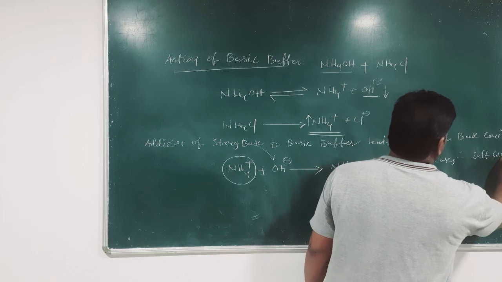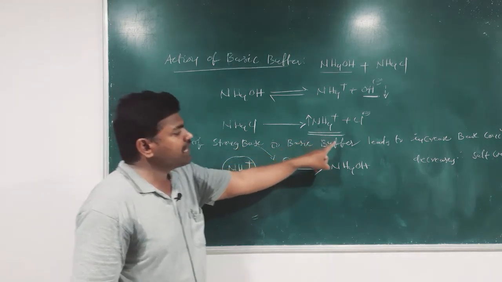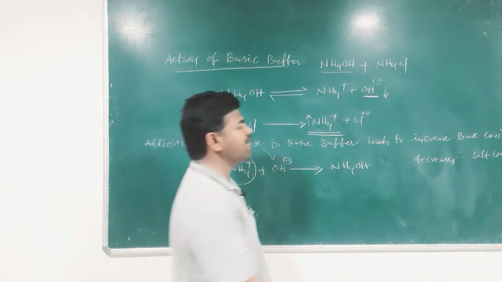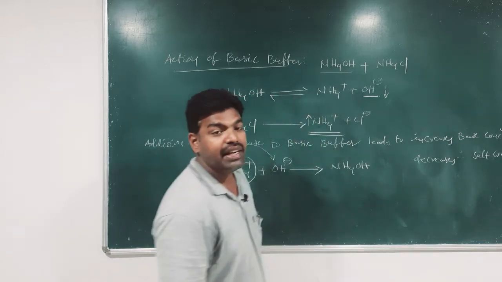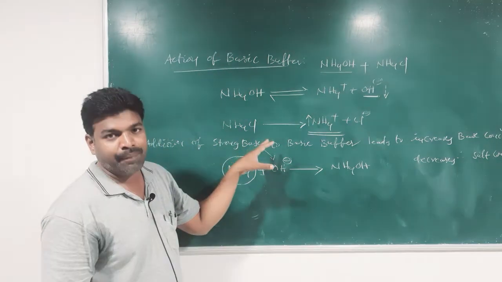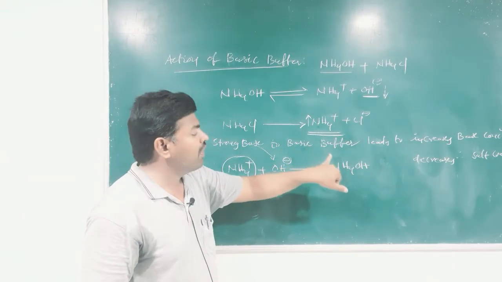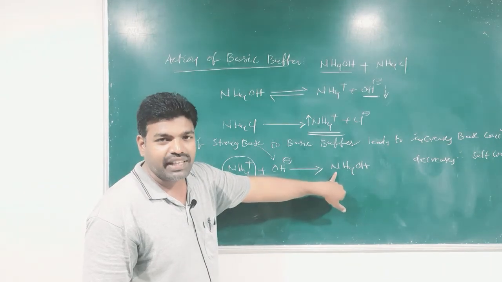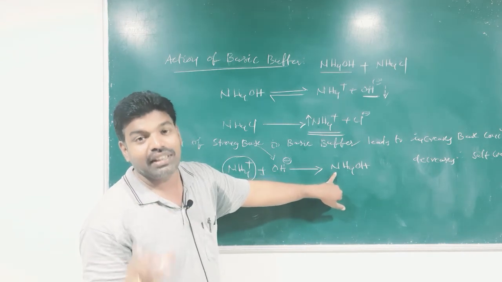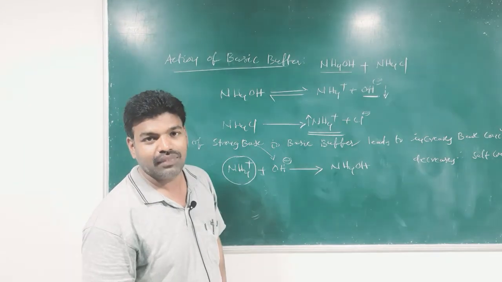Decreases the salt concentration. Addition of strong base to basic buffer leads to an increase in base concentration and a decrease in salt concentration. Therefore, from these reactions it is evident that addition of strong base to basic buffer leads to the formation of weakly ionized ammonium hydroxide. The formation of weakly ionized ammonium hydroxide does not alter the pH effectively. That means we could not observe drastic pH changes in the buffer solution.